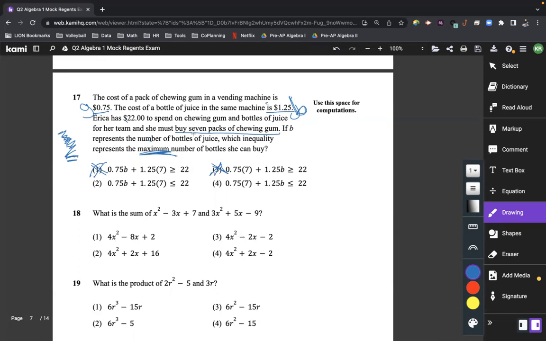Now, she needs to buy 7 packs of chewing gum, which means that I have to take this number and multiply it by 7. So this inequality is multiplying the juice by 7, and that's incorrect. This one's multiplying the cost of the gum by 7. So number 4 is the right answer.